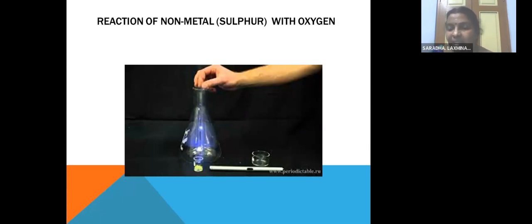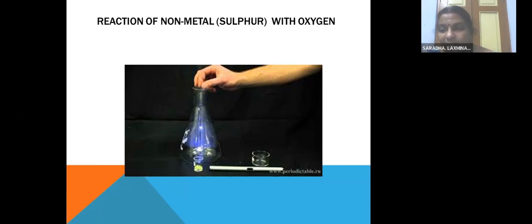Right, taking sulfur as an example, the characteristic thing here is the deflagrating spoon. We take sulfur in a specific spoon called a deflagrating spoon, burn it, and keep it inside a flask, then close the lid so that sulfur dioxide is formed. Then we add water so that it mixes to form sulfurous acid, H2SO3.